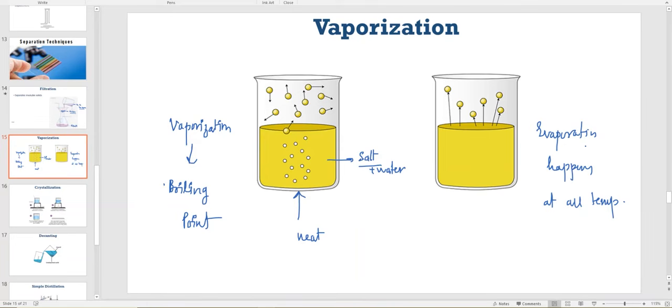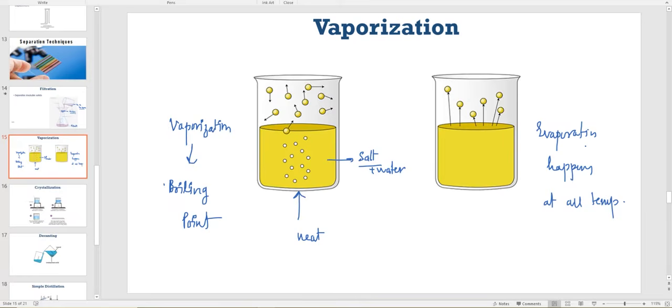Even at, let's say, 25 degrees Celsius, some molecules of water in a puddle will always have enough energy to leave the surface of the liquid. So that's how those puddles decrease in volume, and there comes a time when there is no water remaining in a particular puddle. So this is the difference between evaporation and vaporization.